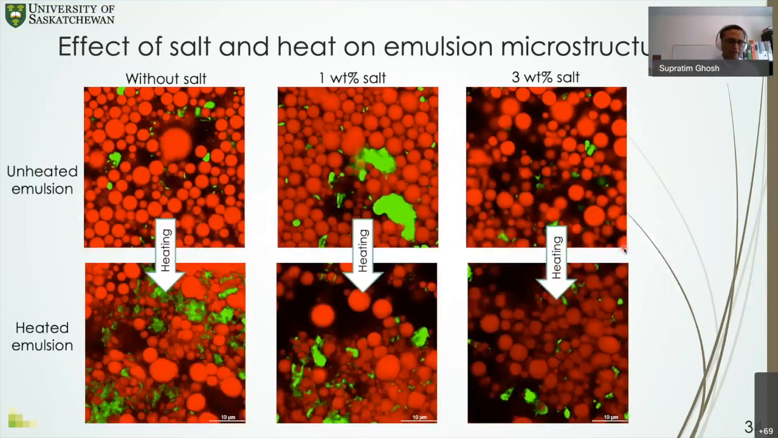We looked at their microstructure. In unheated emulsion, not much change with addition of salt. With heated emulsion, we saw significant droplet aggregation, protein aggregation, and some droplets were so packed that they deformed their structure. And that was the basis of improving gel strength by inducing protein and droplet aggregation. But we had to make sure, as I said, that droplets don't fuse together, don't get coalescence.